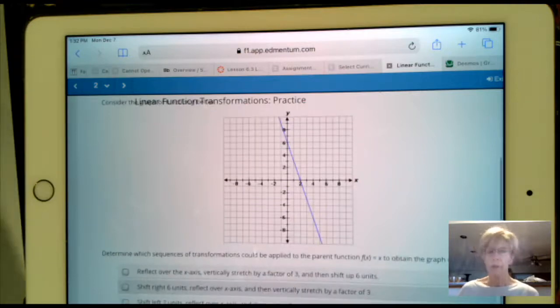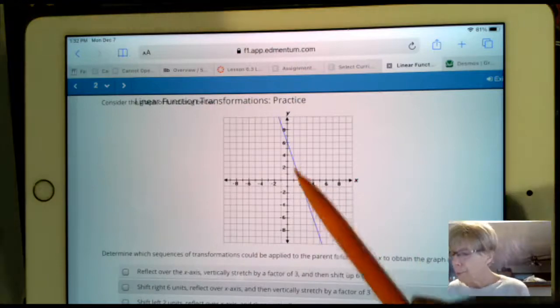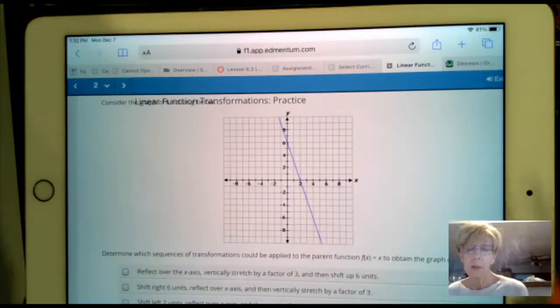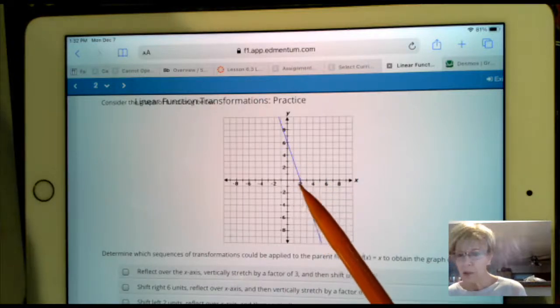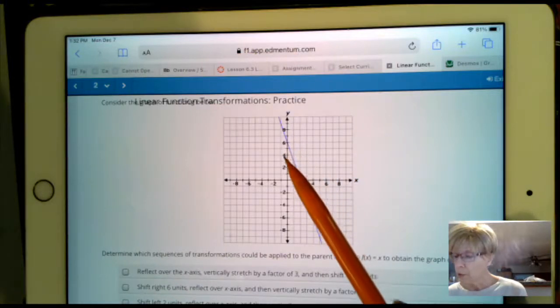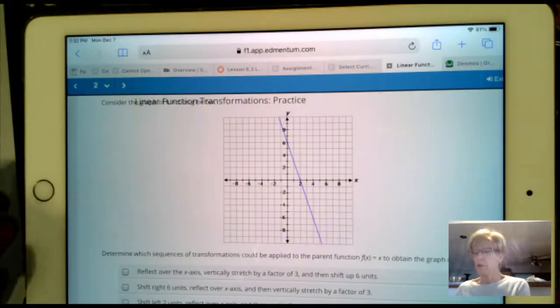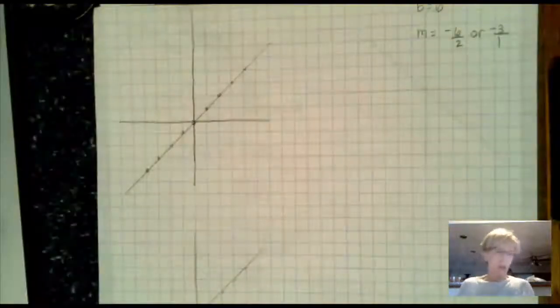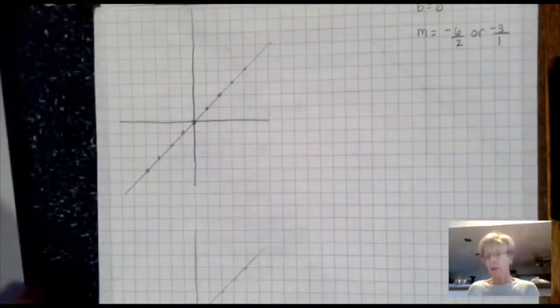So I'm going to switch over to graph paper momentarily, but the first thing that I want to point out is that the y-intercept of this graph is 6. And then our slope is, well, we can go down 6 to the right 2, or we can go down 3 to the right 1, which I have written both of those down over here on my graphing paper. And hopefully you can pull this problem up on your screen at some point if you come up with it and you need it.